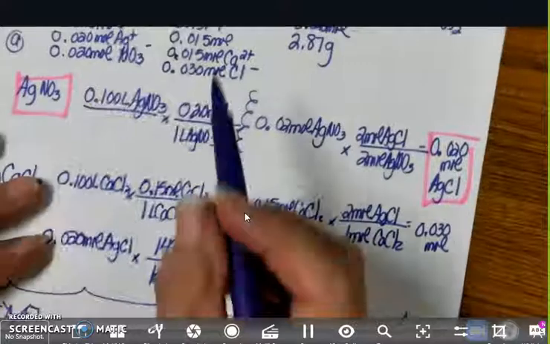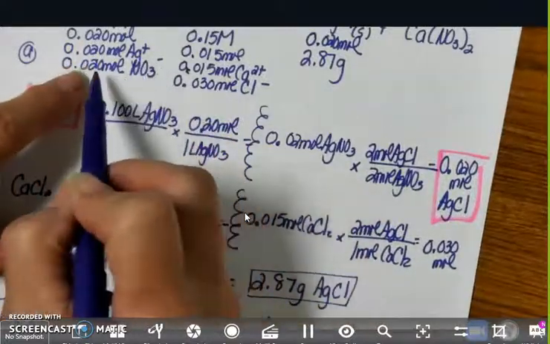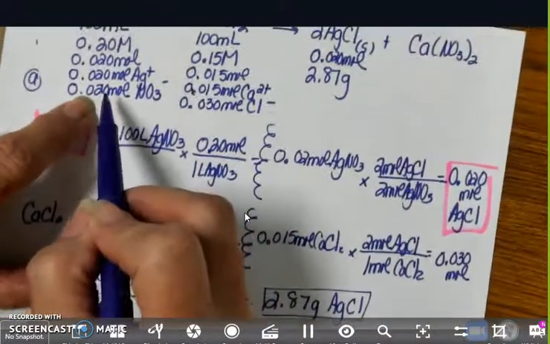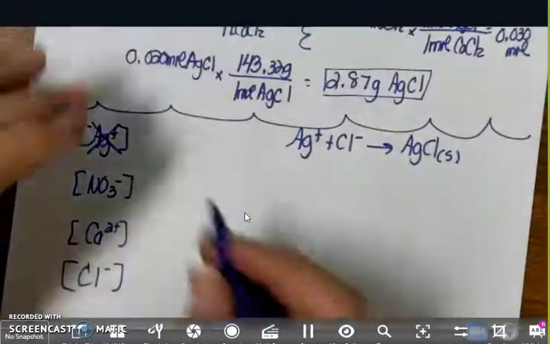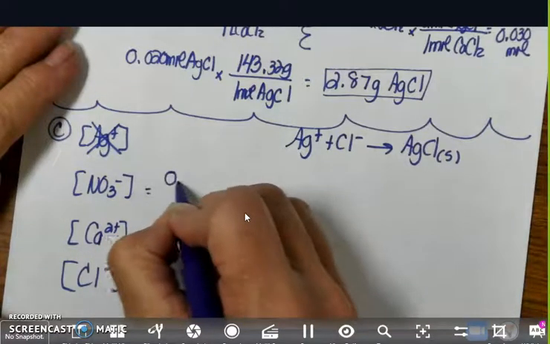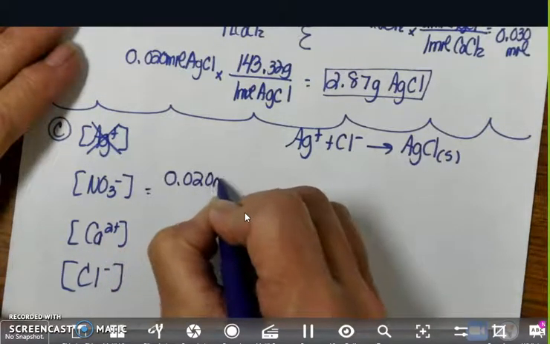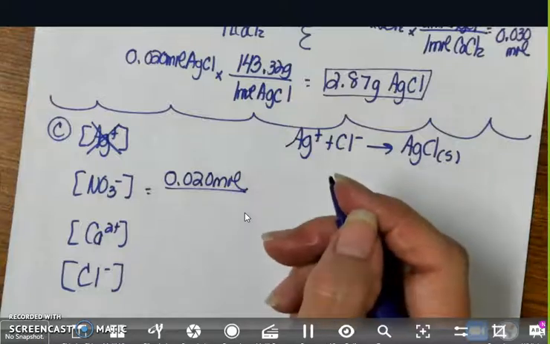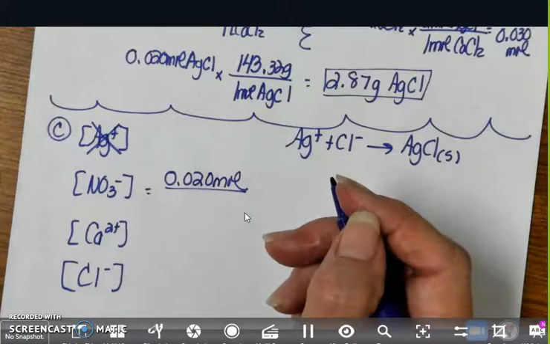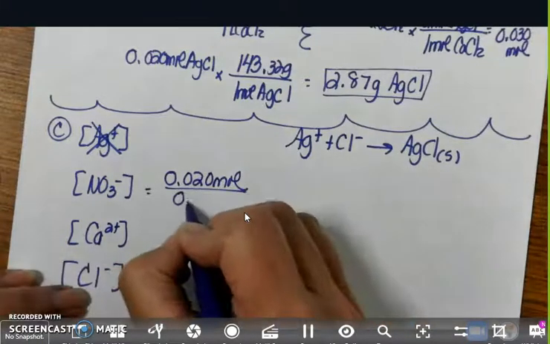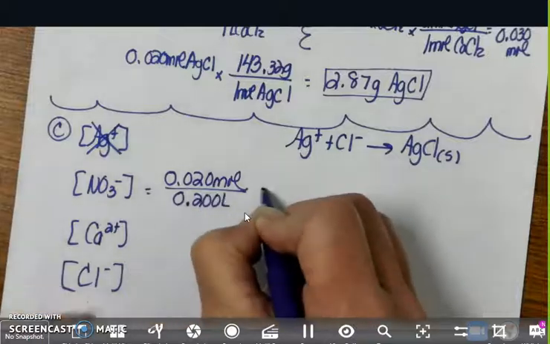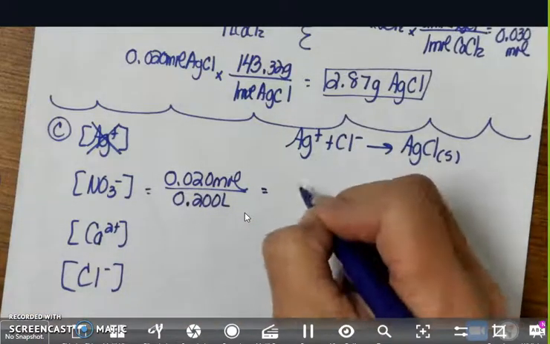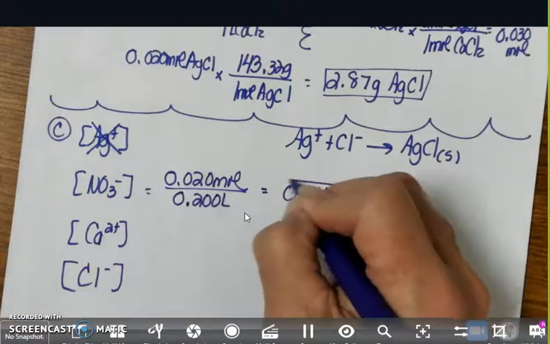Okay, so let's do nitrate then. Well, what did I do up here? What is the number of moles of nitrate I have? 0.02. So all I have to do now, 0.020 mole. Now, what is my volume here? 100 plus 100, 200. So I'm going to divide it by that many liters, and that gives me 0.1 molar. Isn't that nice? Easy.